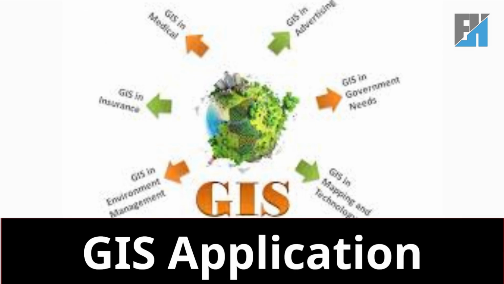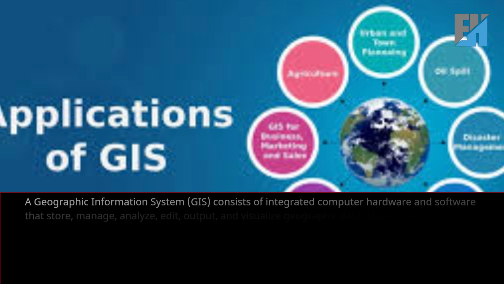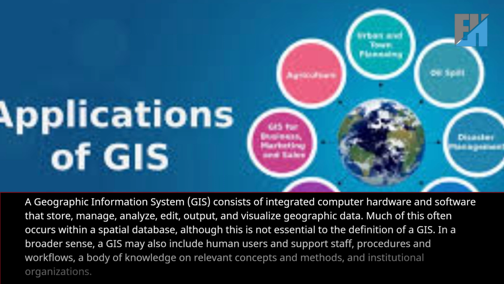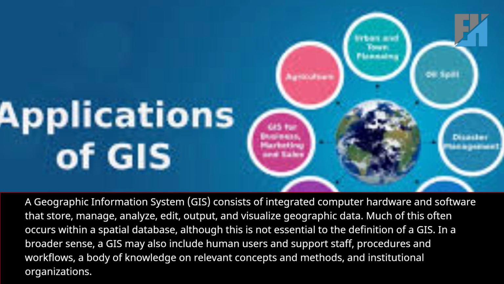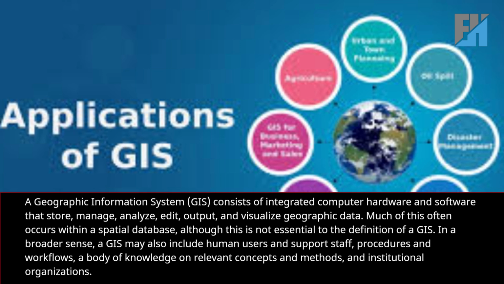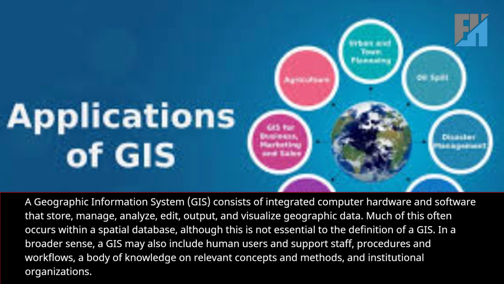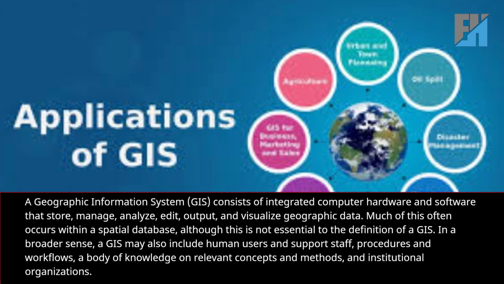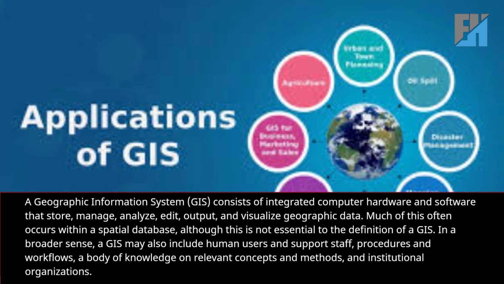In today's topic, we would be discussing GIS application. A Geographic Information System, GIS, consists of integrated computer hardware and software that store, manage, analyze, edit, output, and visualize geographic data. Much of this often occurs within a spatial database, although this is not essential to the definition of a GIS. In a broader sense, a GIS may also include human users and support staff, procedures and workflows, a body of knowledge on relevant concepts and methods, and institutional organizations.